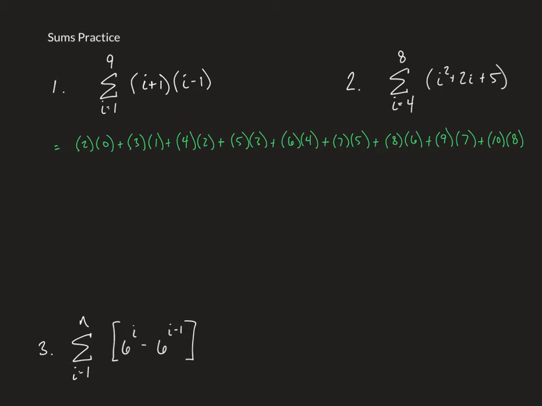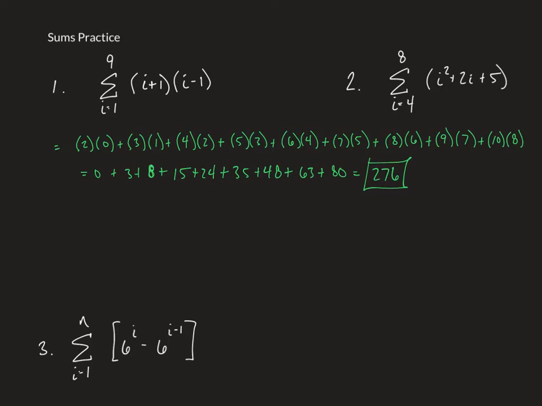And now we can evaluate these. 2 times 0 is obviously 0. Plus 3 plus 8 plus, that's an 8, plus 15 plus 24 plus 35 plus 48 plus 63, and finally plus 80, which is 276.